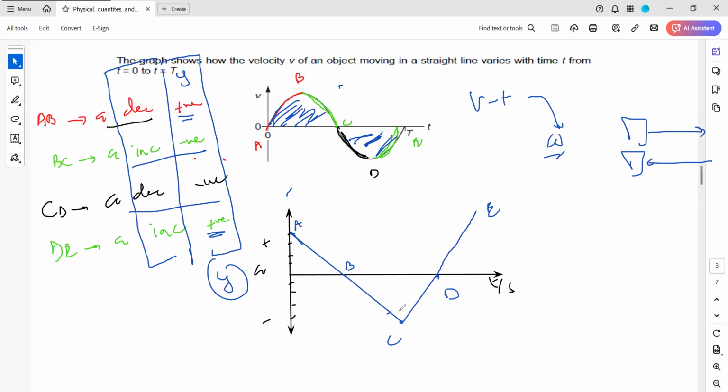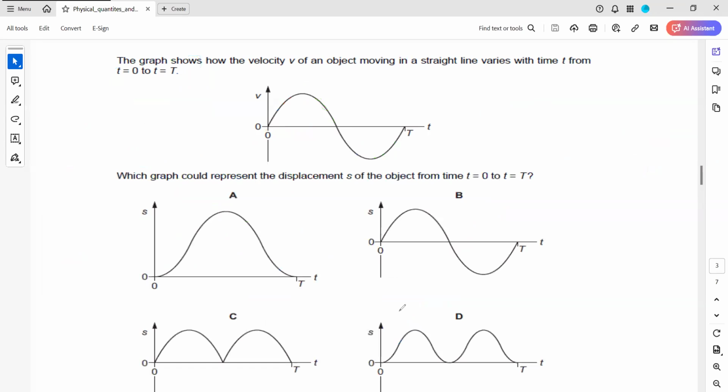So I'll share another link and join from that link. Today is an important topic: how to relate displacement time graph with velocity and velocity time graph with acceleration. So I'll share another link, join from the link. So we'll continue this topic.